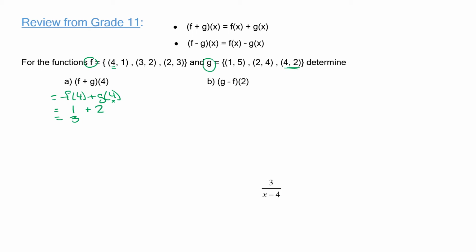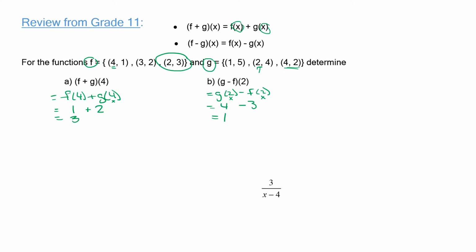Next one, g minus f at 2. Well, that's the same as g at 2 subtract f at 2. What is g at 2? You're looking for the x value. These are x values in the brackets, right? These are x's. So g at 2, here's the 2. So g at 2 is 4 minus f at 2. Where's f at 2? Here it is. F at 2 is 3. So that's 1. That's all there is really to basic adding and subtracting when you're given the coordinates.